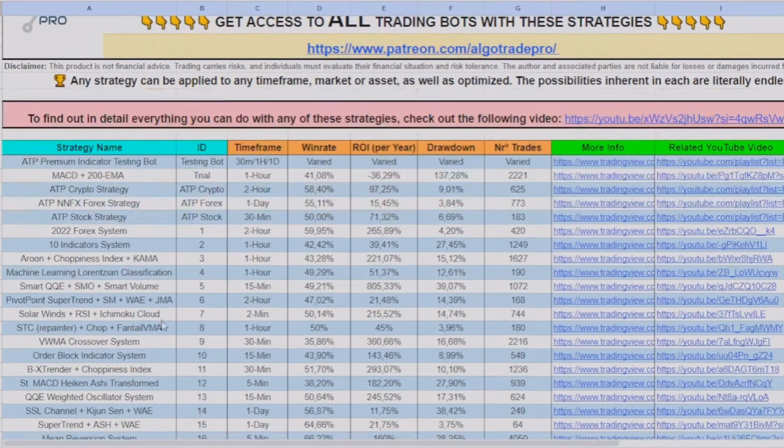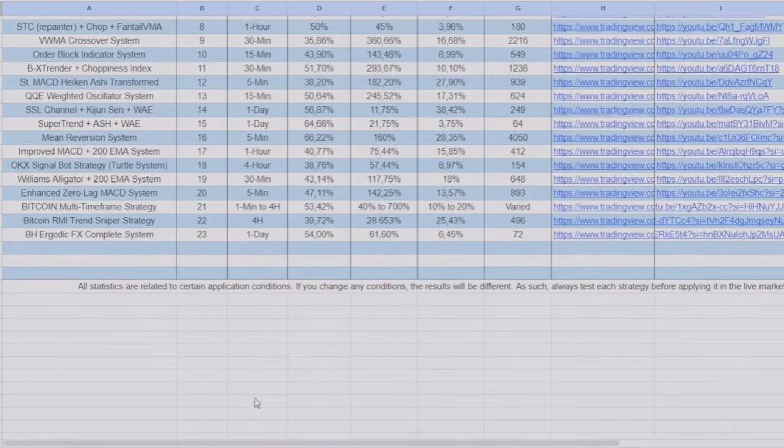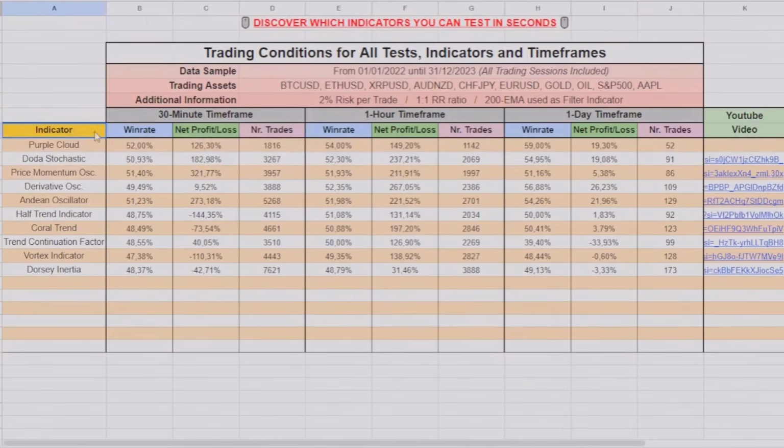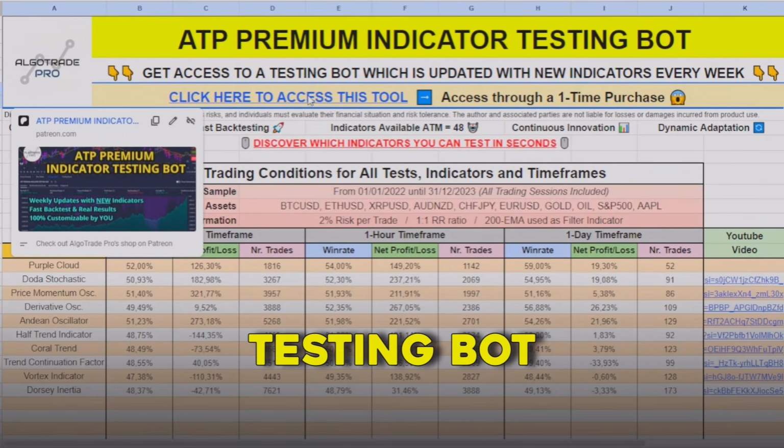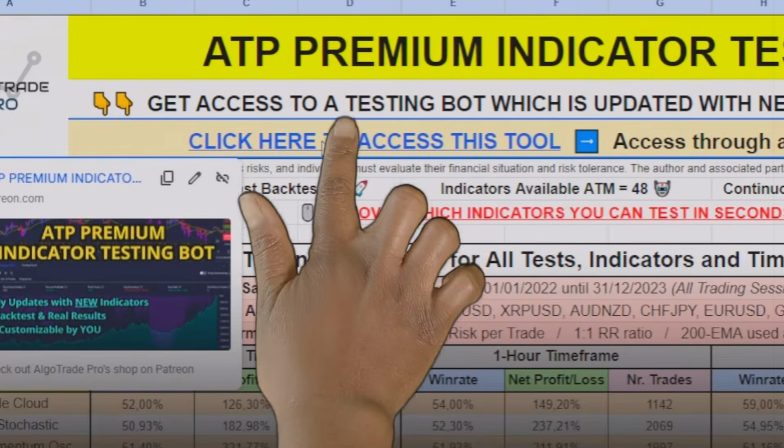On this tab, you can check all my tested trading strategies, and on this one, the ranking from the indicators tested on this series, where you can also find out how you can access this indicator testing bot I showed you during the video. Just click here.